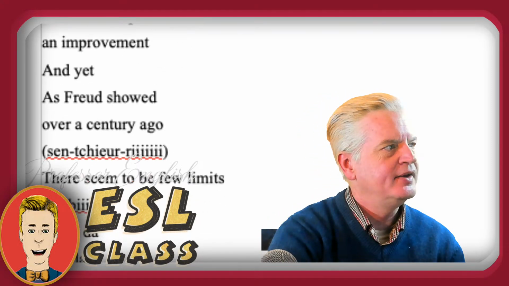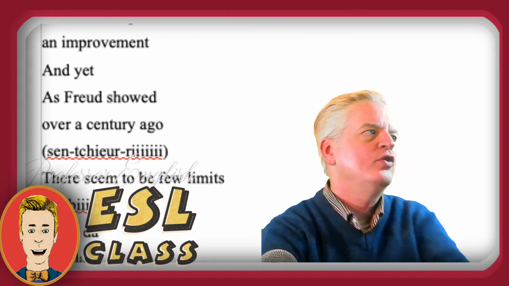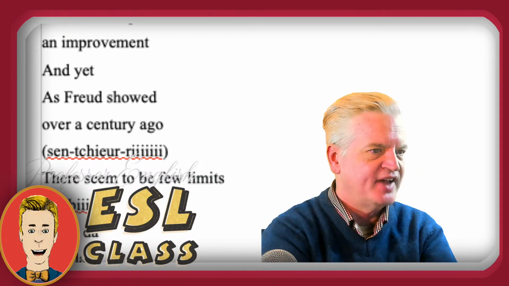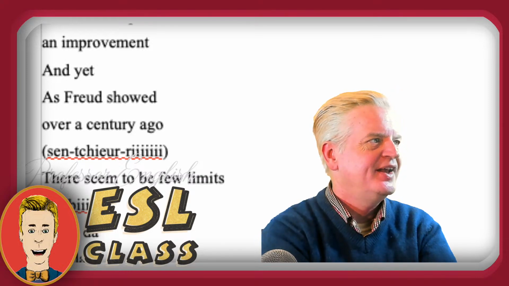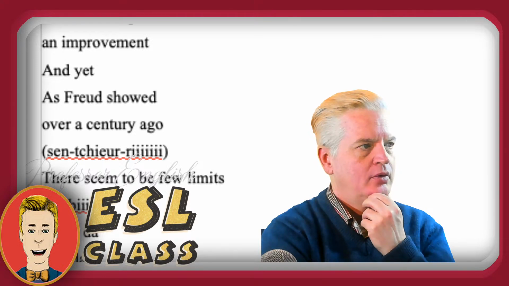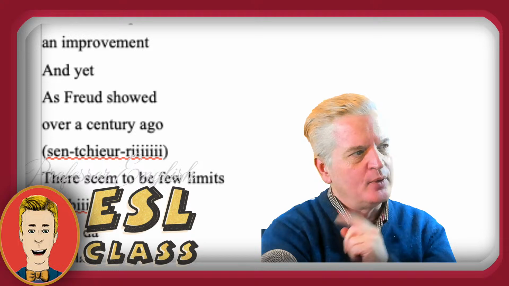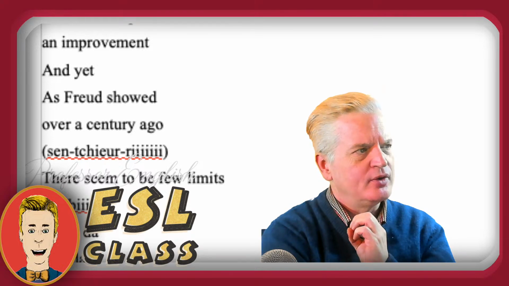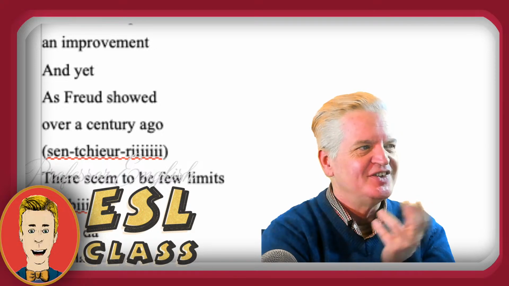Okay, and our next phrase, an improvement. An. What is that? Is that long or short? That's short. Improve. Let's start with the word improve. What about that first vowel sound? Im. Is that short or long? It's short. What about the second one?